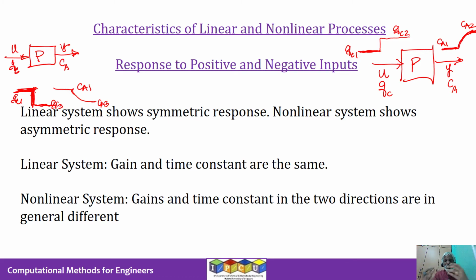Now, how does a system respond to positive and negative input? That is what we are trying to say. What happens if P is a linear system versus if P is a non-linear system? One nice characteristic of a linear system is that it shows a symmetric response. That means the difference between Ca1 and Ca3 is the same as the difference between Ca1 and Ca2.